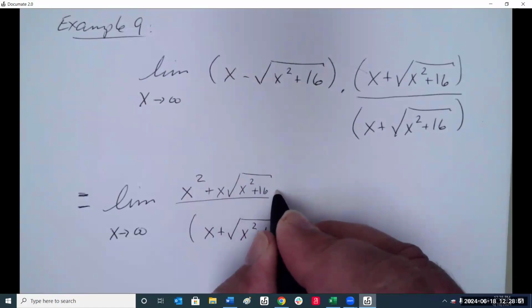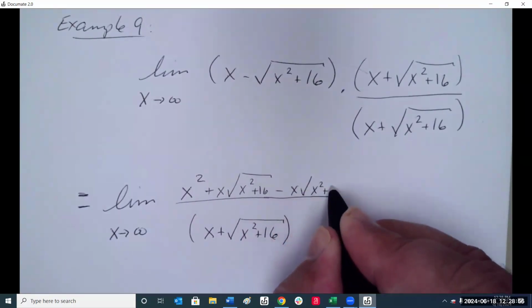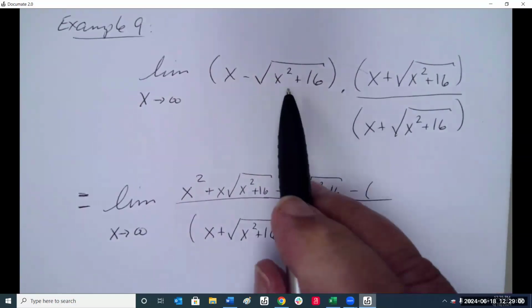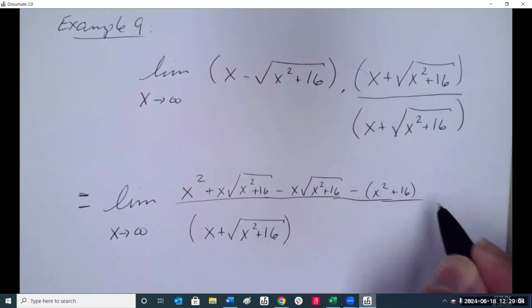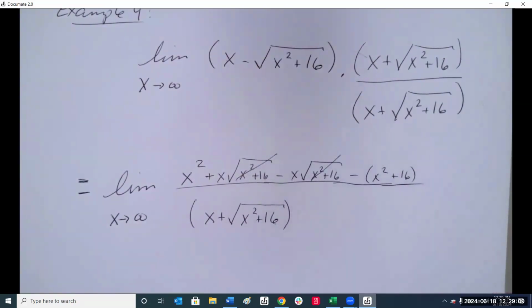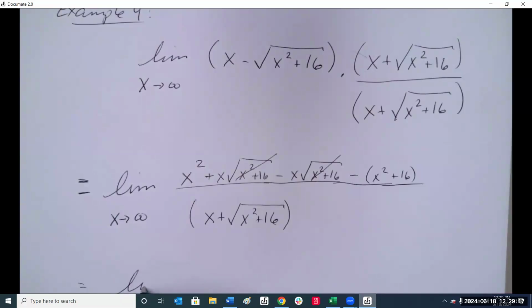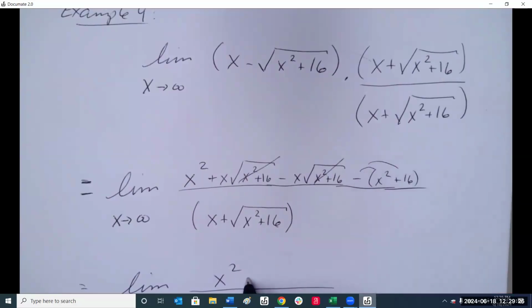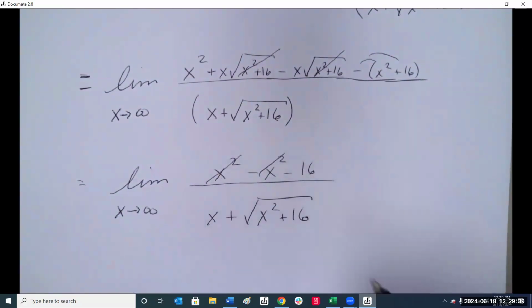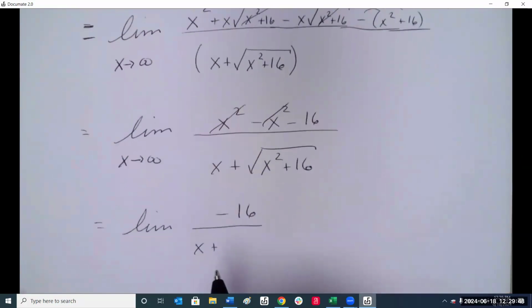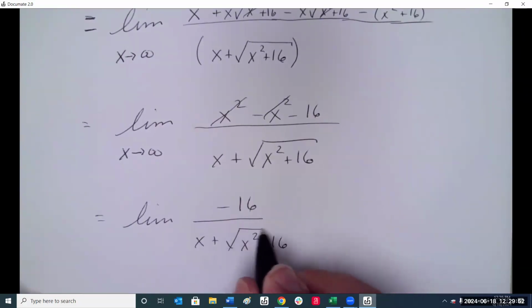plus 16, minus x radical x squared plus 16, minus radical times radical makes it x squared plus 16. These cancel. It's the difference of two squares. We have x squared. This negative makes it negative x squared minus 16. The x squares cancel. Negative 16 over x plus radical x squared plus 16.